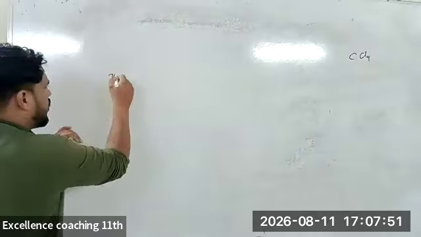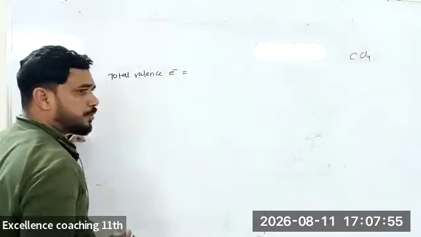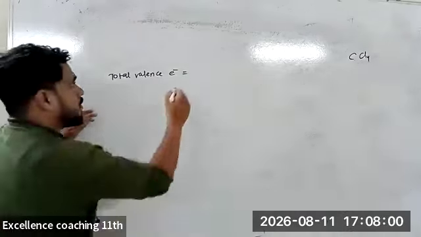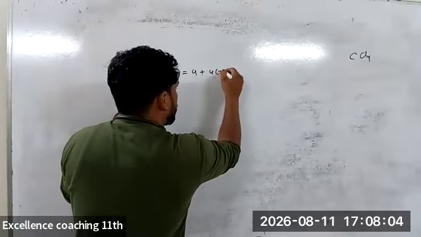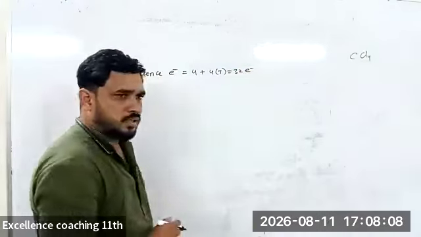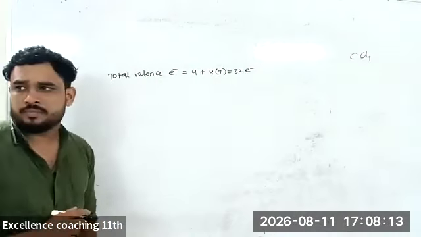CCl4. First thing, total valence electrons is equal to 4 plus 4 times 7, that is 32 electrons. Central atom will be carbon.